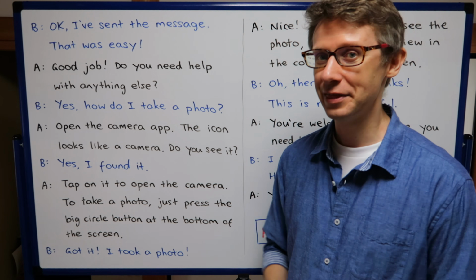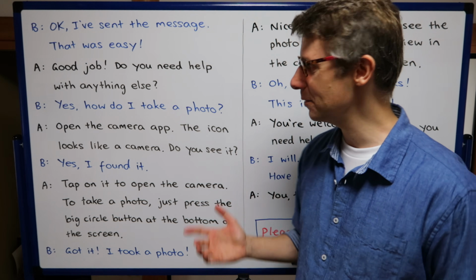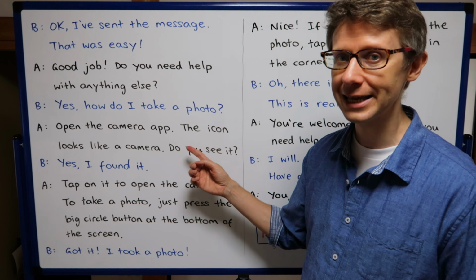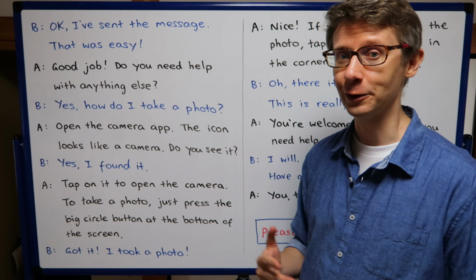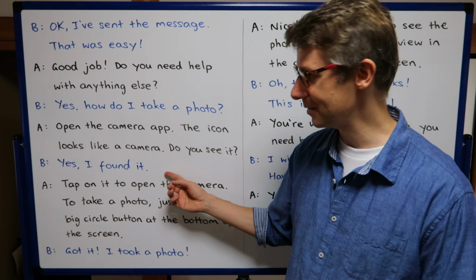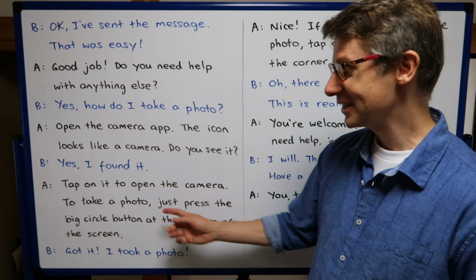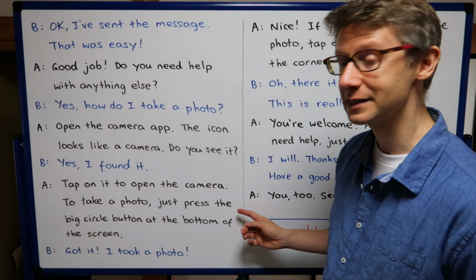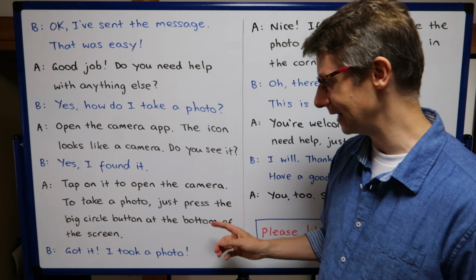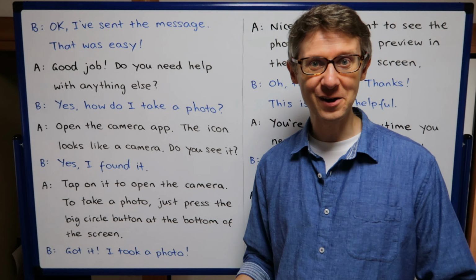Do you need help with anything else? Yes, how do I take a photo? Open the camera app. The icon looks like a camera. Do you see it? Yes, I found it. Tap on it to open the camera. To take a photo, just press the big circle at the bottom of the screen. Got it! I took a photo!